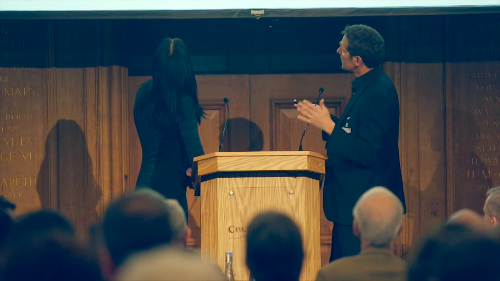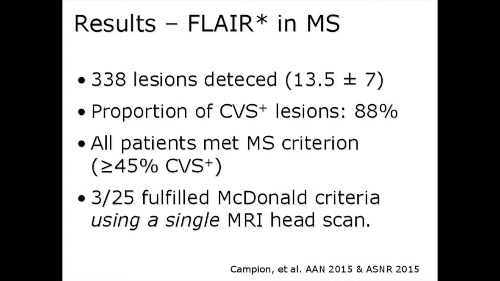Talking about a single time point, so looking at only one scan, only 3 out of these 25 fulfilled the McDonald criteria because they had at the same time gadolinium enhancing and non-enhancing lesions. So that means not only could this technique be more accurate and sort of remove the diagnostic process a little bit from the exclusion diagnosis, but also it could be earlier and cheaper because you only need one scan instead of 2 to make the diagnosis.